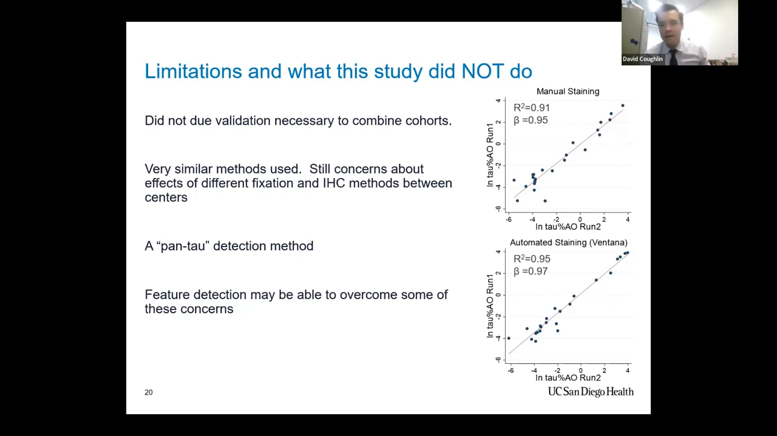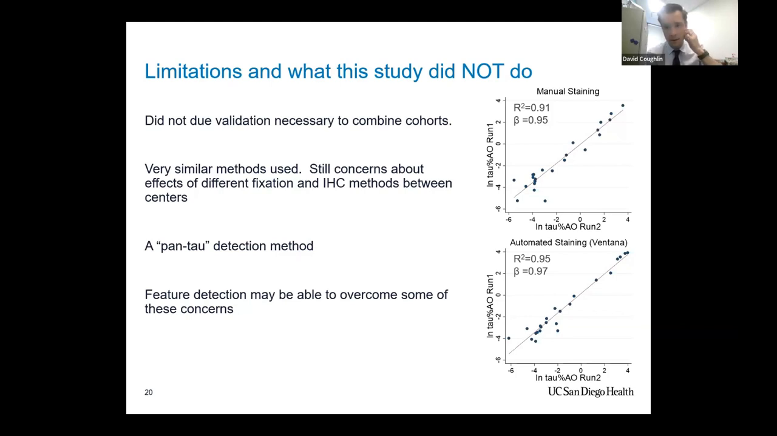I think it's interesting to jump from this paper to Drs. Koga and Farrell's paper, because this type of machine learning and feature detection may be able to overcome some of these concerns, not just in teasing apart the different neuropathologic features that you might see on a slide, but potentially also in overcoming concerns about run-to-run variability and some of the differences that we see across our centers.